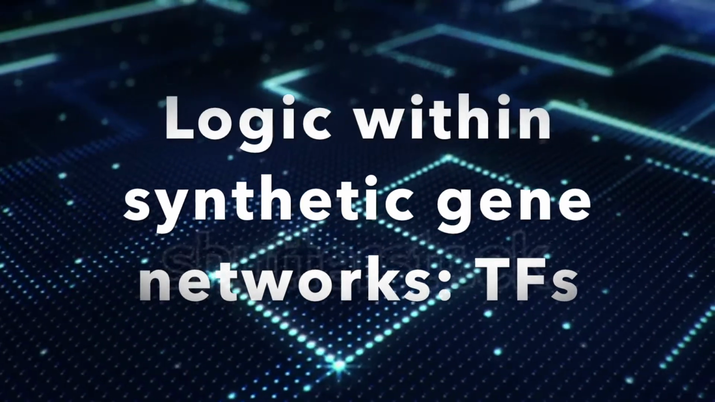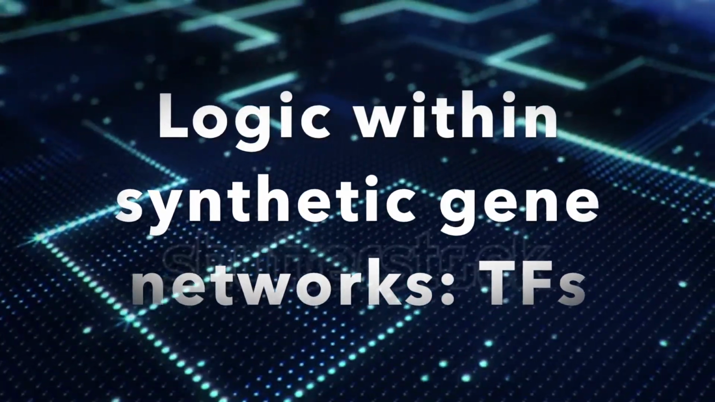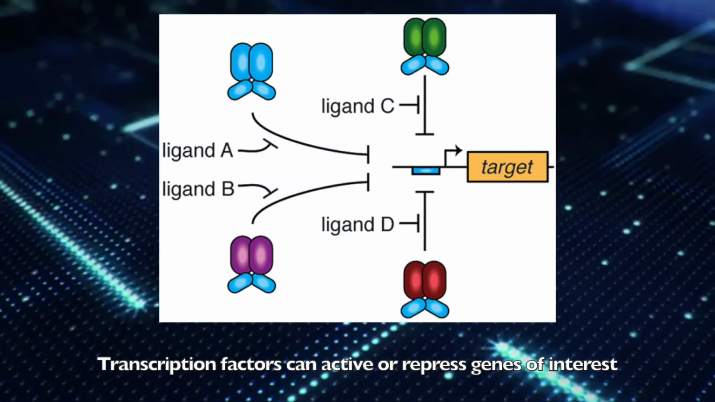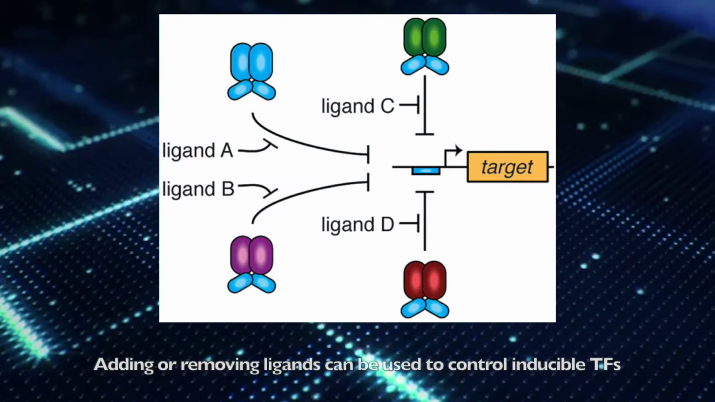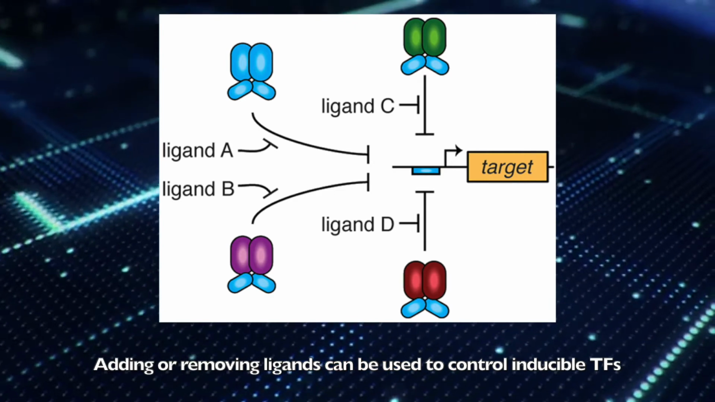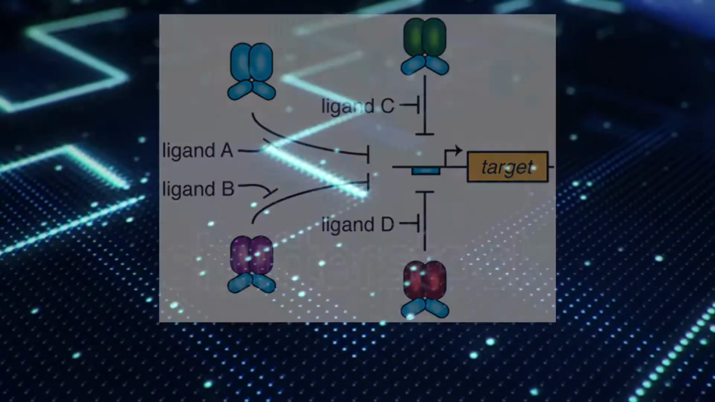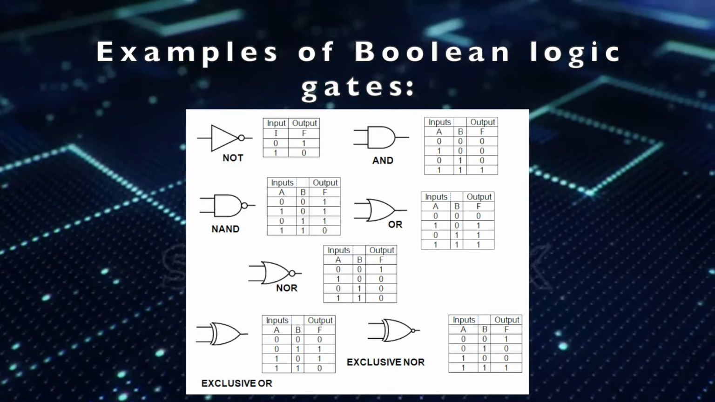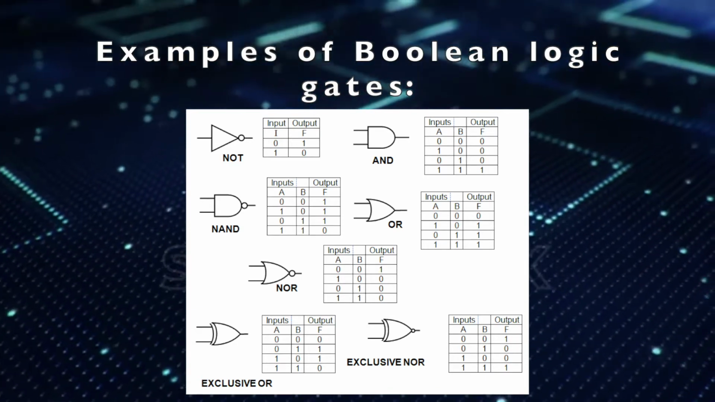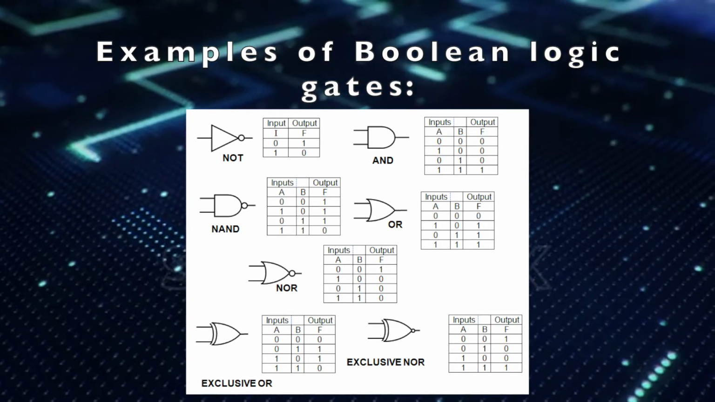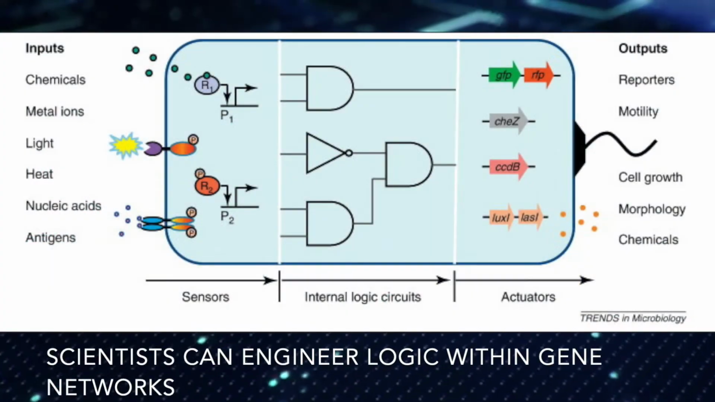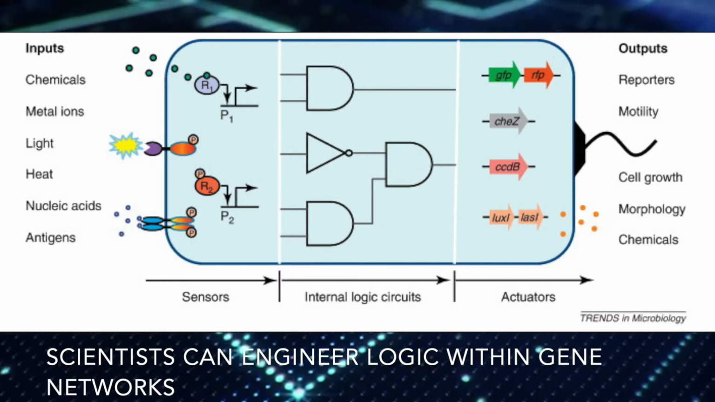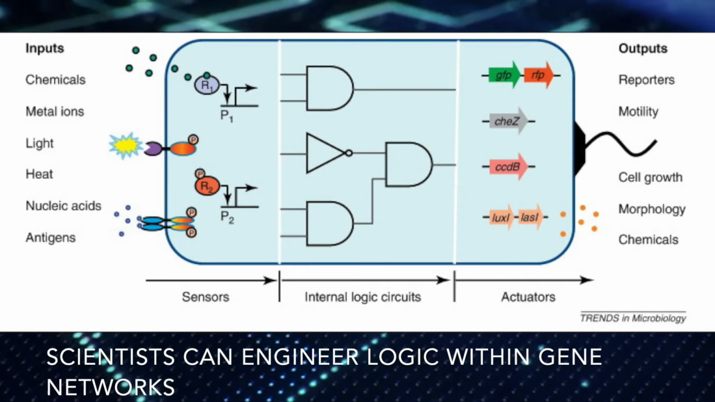Logic within synthetic gene networks is often employed at a transcriptional level within the cell, using transcription factors to activate or repress genes of interest. Through the use of inducible transcription factors, transcriptional logic gating within gene networks is able to perform Boolean logic, creating genetic equivalents of AND, OR, and NOT functions among many others. Scientists are able to engineer genetic programs that give a desired phenotypic response within host cells through controlling the cell's input.